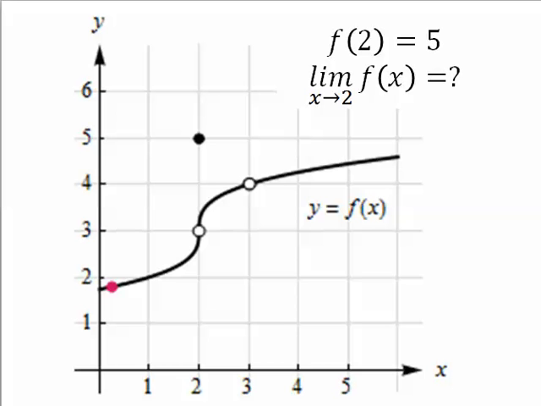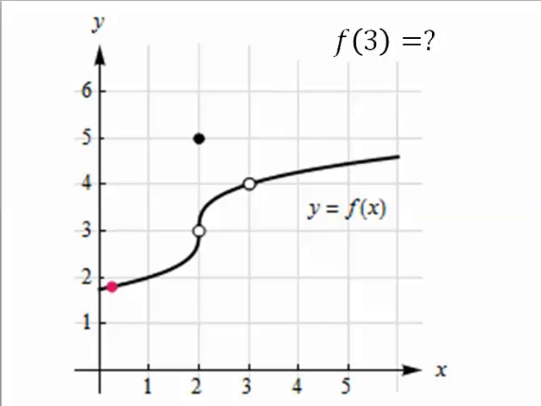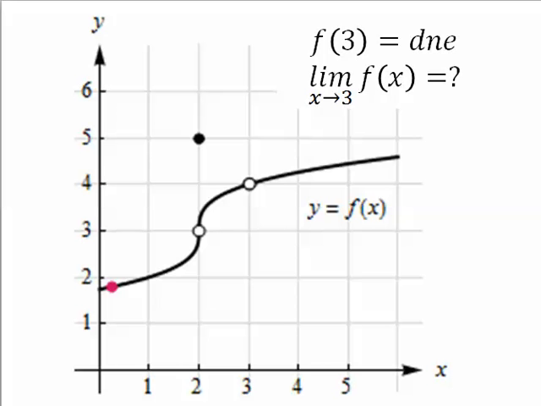But what is the behavior of the function as x gets closer and closer to 2? The behavior of the function is 3. What is f of 3? Well, f of 3 does not exist. There's just a big hole there. But what is the behavior of the function as x gets closer and closer to 3? Well, the function is getting closer and closer to 4, and so the limit of the function as x approaches 3 is equal to 4.